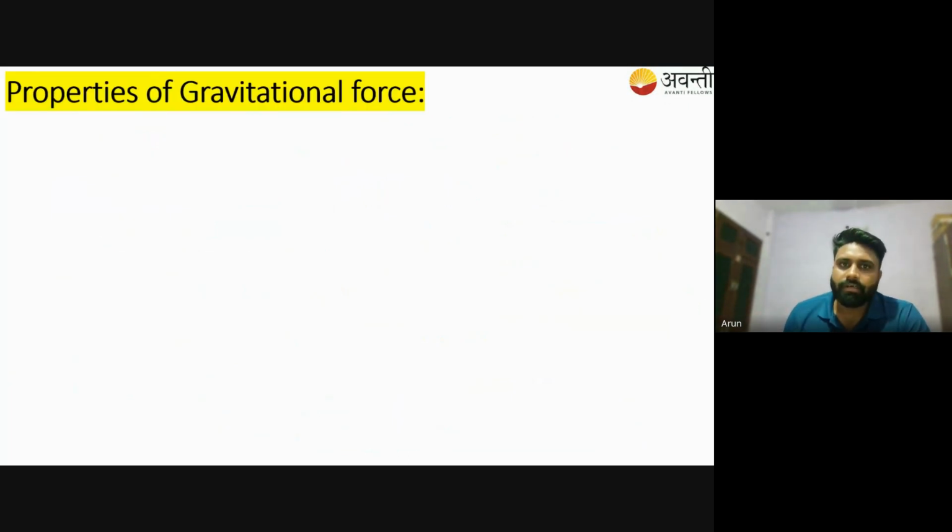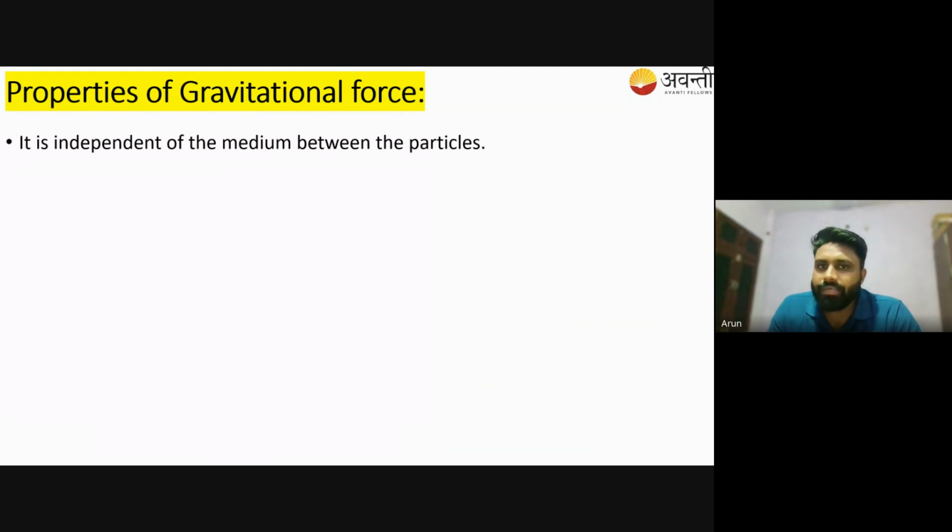Now, properties of gravitational force. The first property is that it is independent of the medium between the particles. So if one particle is present in water and another particle is present in air and it is pulling it, the water will play no role in that. This is a constant force which only depends on the product of masses and the square of the distance between them. So it is independent of the medium between the particles.